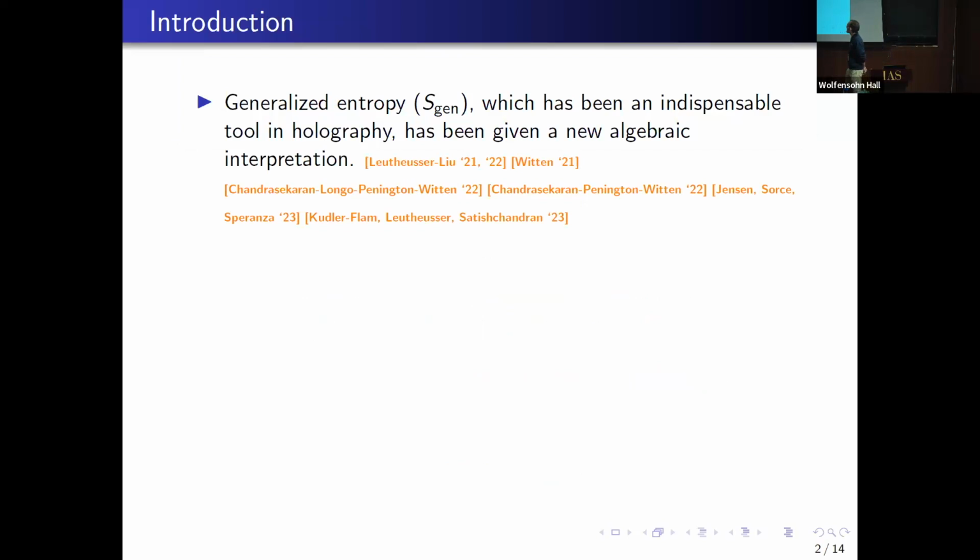Okay, so generalized entropy has been a very useful tool in holography and quantum gravity, and in recent years it's been given a new algebraic interpretation. So the basic ideas that underlie the story appeared in papers by Kolchmeyer and Liu, and also Witten from about 2 years ago. And since then, there have been a number of follow-up papers, including some very interesting papers from this year that consider more general subregions and more general spacetimes.